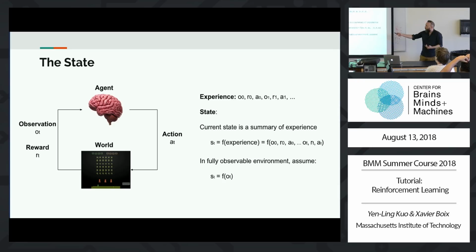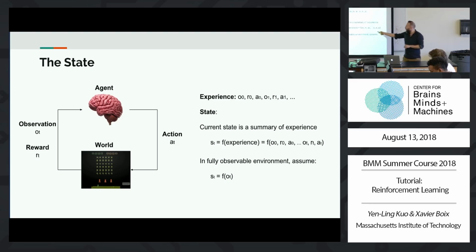Okay, and we can consider that an agent has an experience. How can we understand the experience through these concepts? Well, an experience is simply a sequence of observations, rewards, and actions. A sequence of these we'll consider an experience.